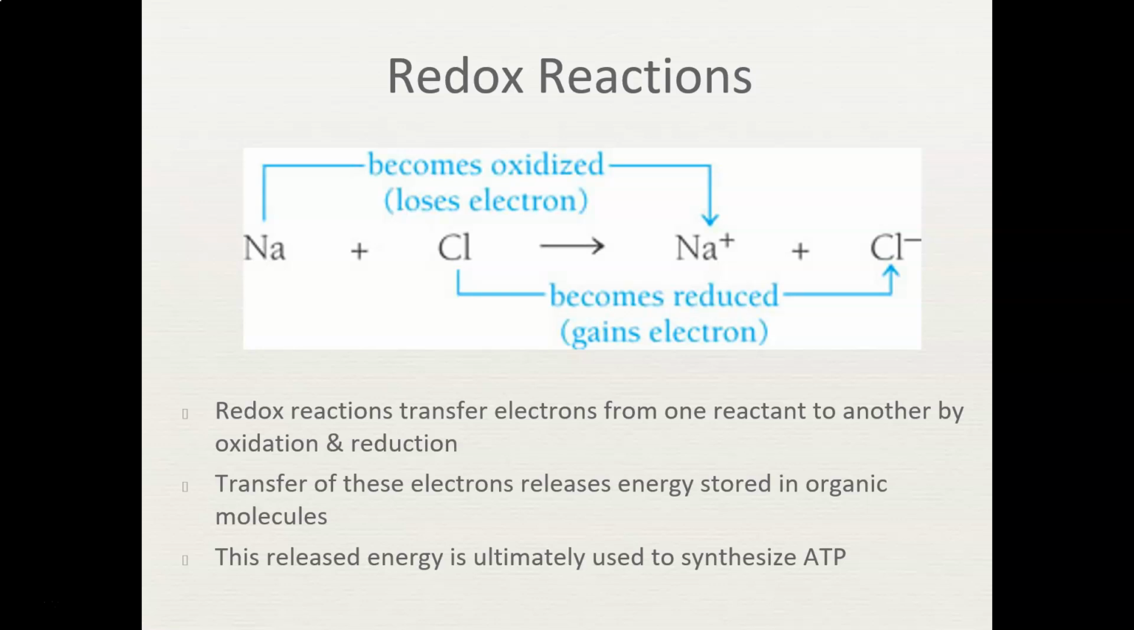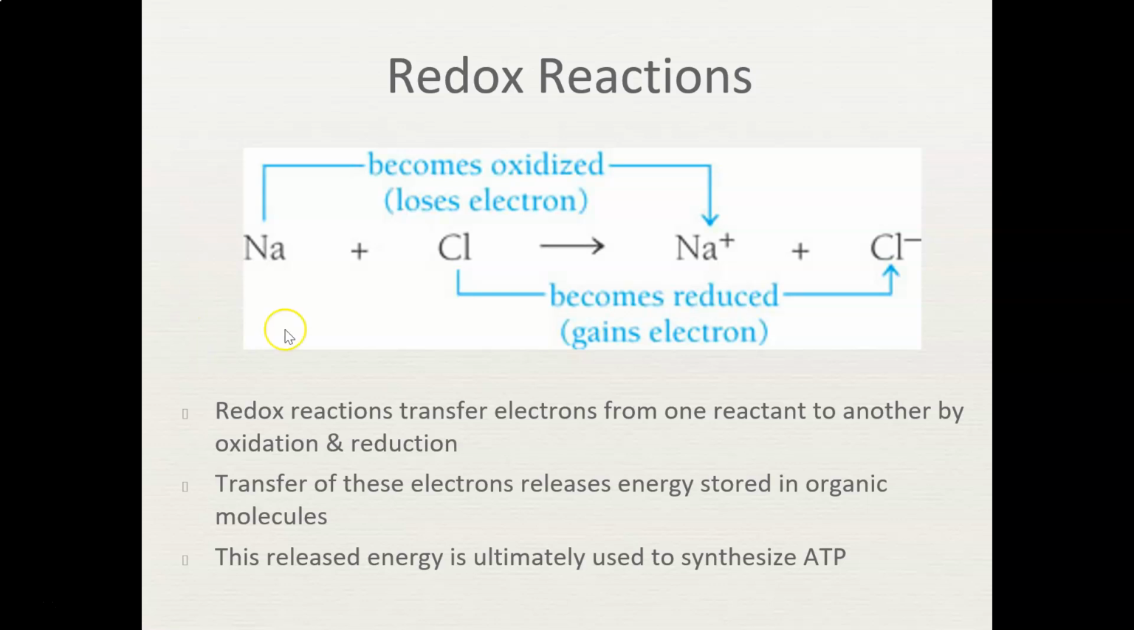And that ultimate release of energy is going to be utilized to then synthesize ATP in the case of cellular respiration. So when we look at this, one compound in the pathway or in the reaction is going to become oxidized, the other is going to become reduced. And that's where that term redox comes from, reduction and oxidation.